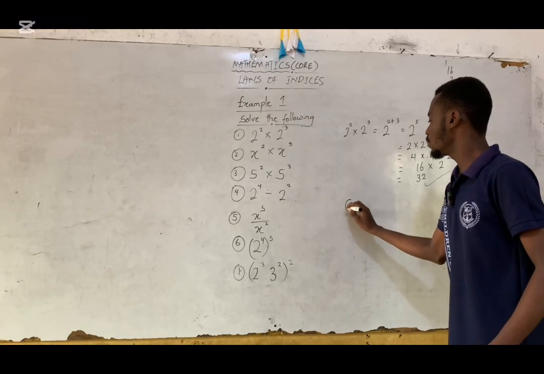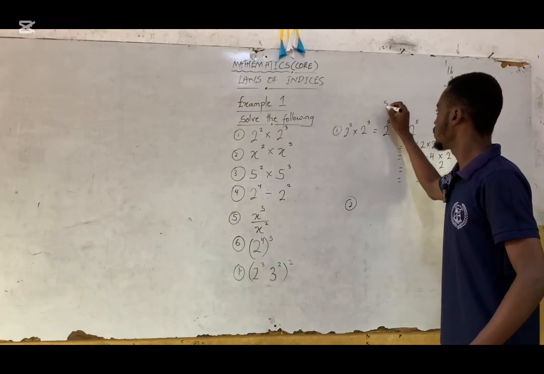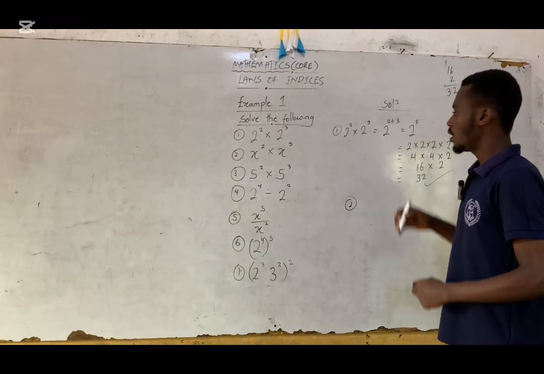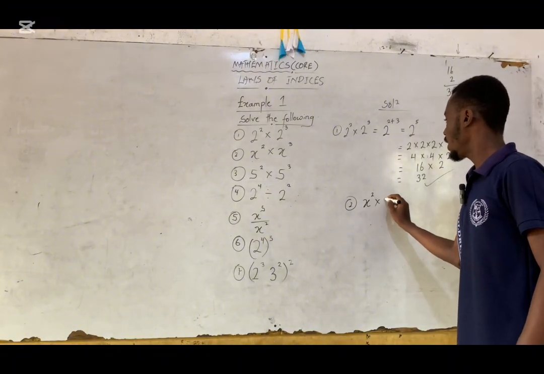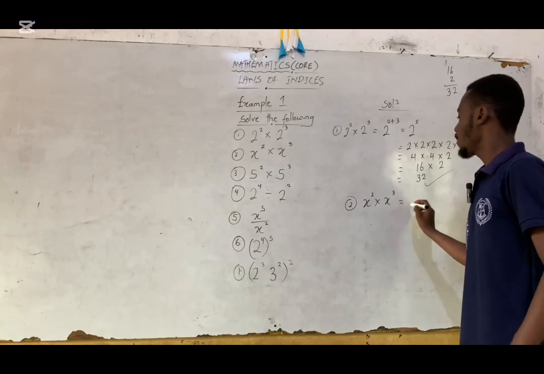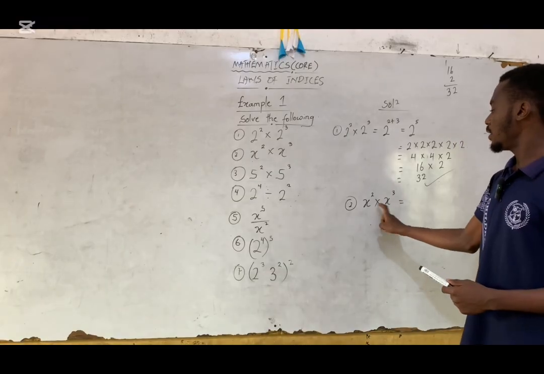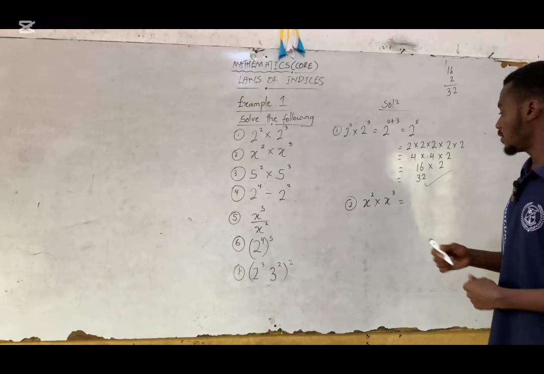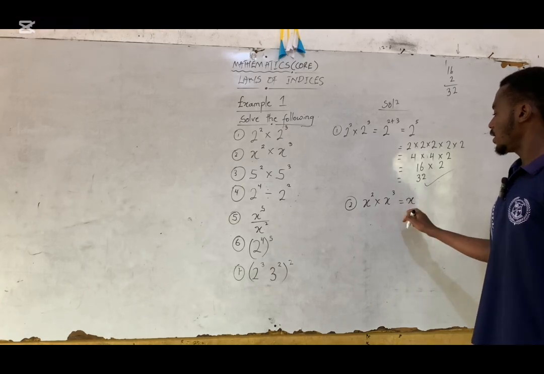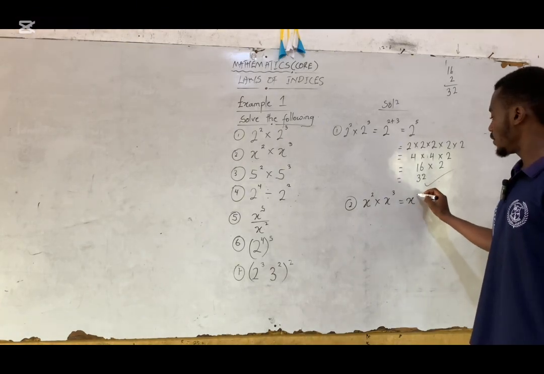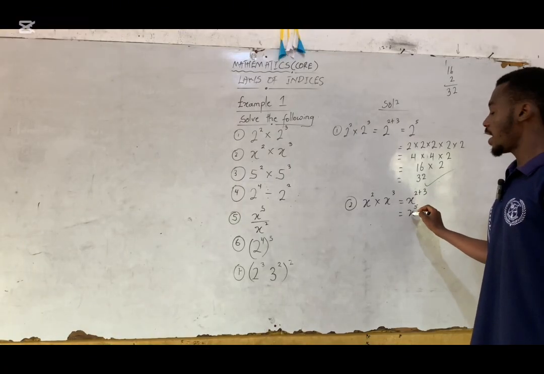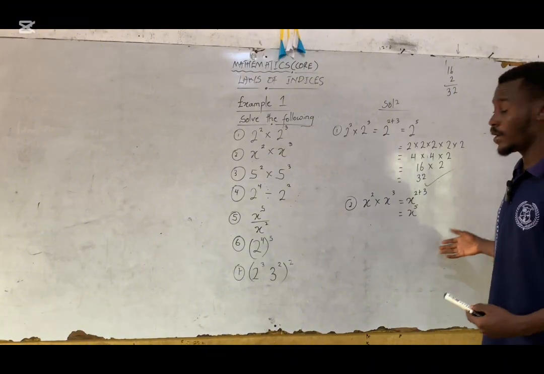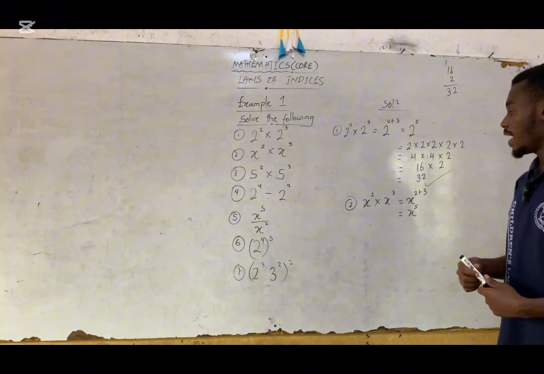That is number 2. X exponent 2 times x exponent 3. Remember, we are multiplying the same bases, right? So we maintain the base, and for multiplication we add the powers. And then 2 plus 3: x exponent 2 plus 3 gives us x exponent 5. X is not a number, so we can't expand. So you leave your answer as it is.